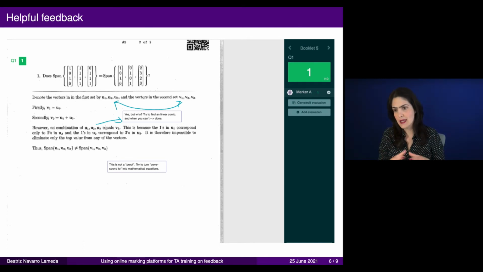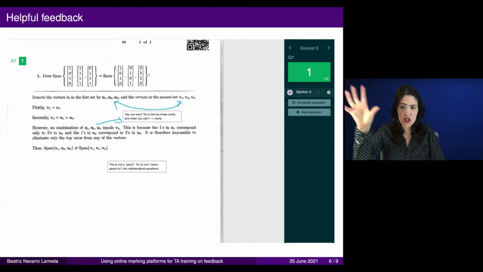And I really like the last comment that said, "this is not a proof. Try to turn 'correspond to' into mathematical equations." So it's telling the students, this thing that you said here is not a proof, and it's reflected in the mark, because if you see they got 1 out of 10, so that means that the TA is saying, okay, what you wrote is not a proof, so you don't receive much credit for your work.